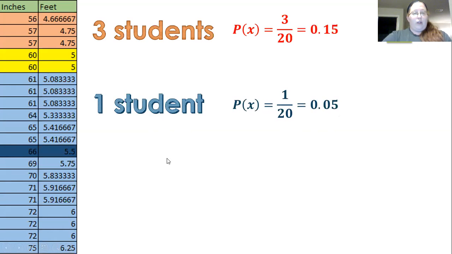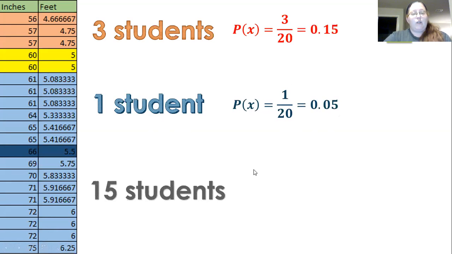And last, we want to look at who is over 5 foot. Like I said, here in this light blue, all of these highlighted are over 5 foot, my bad, and that makes it 15 students. So your probability is going to be 15 over 20, so 75% of the students in this class are over 5 foot. I hope that by using Excel, it makes these tables a little easier to look at to learn probability.